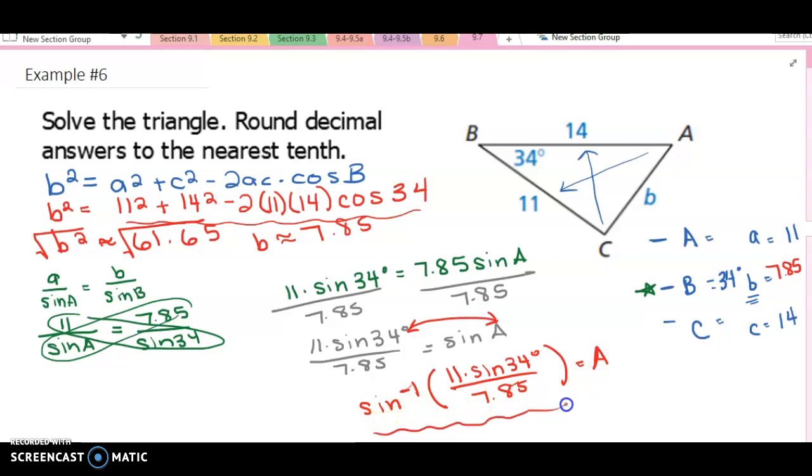and then all I have to do is plug this into my calculator, and when I do, I get A is roughly 51.6 degrees. Okay, now after I have two angles, my third angle is very easy to find because I know they all have to add up to 180, so this is 94.4 degrees. I have now solved my triangle.